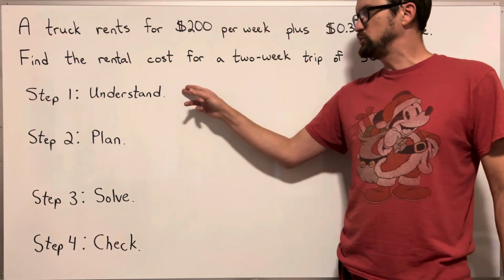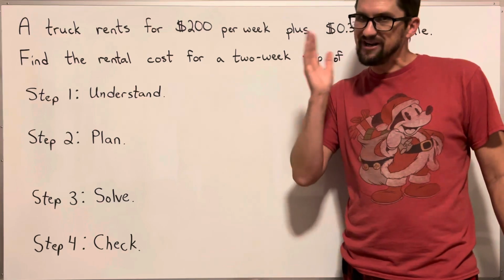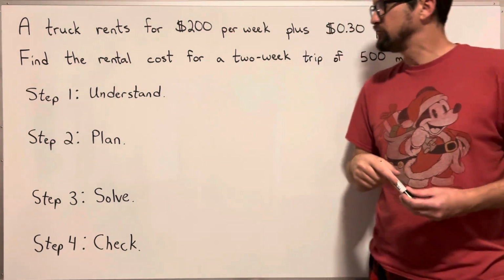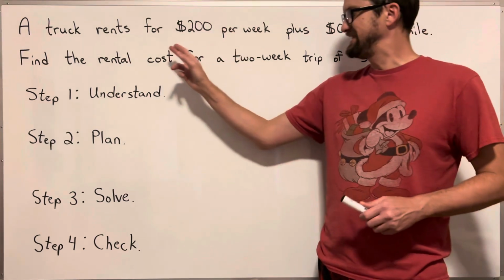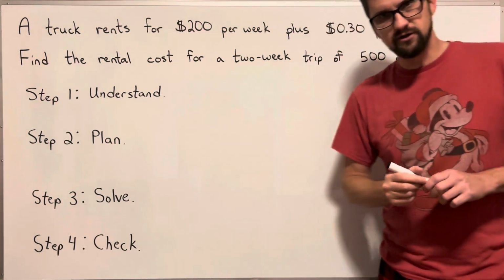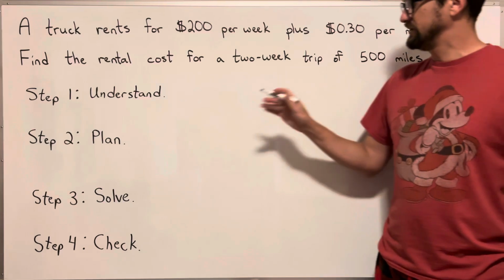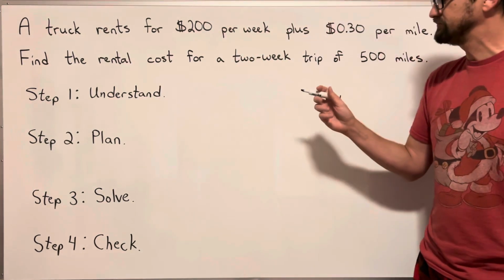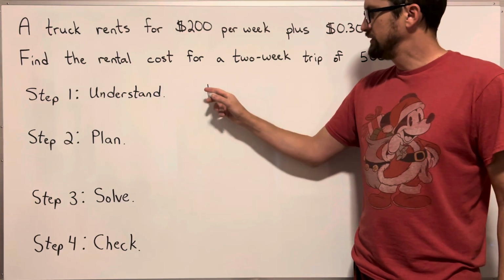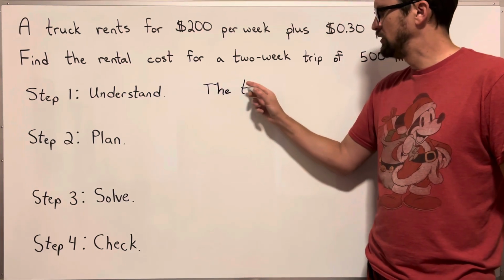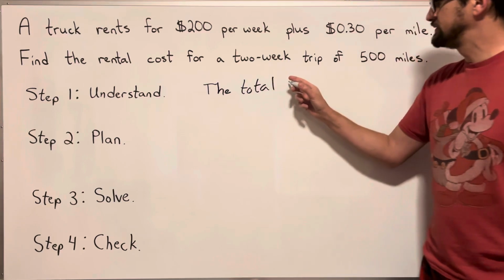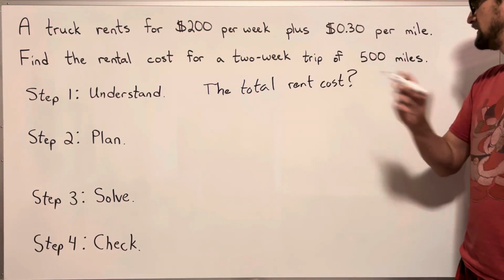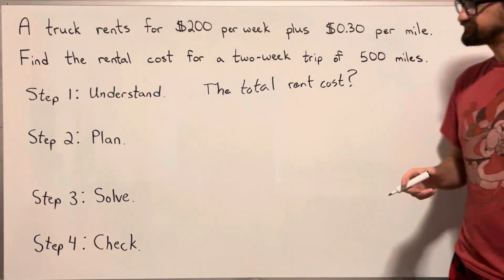Step 1 is to understand the problem. Read it carefully, figure out exactly what you're looking for. It wants the rental cost for the whole trip. So the thing I like to do in step 1 is figure out what we're looking for, and we're looking for the total rental cost. That is what we're looking for.